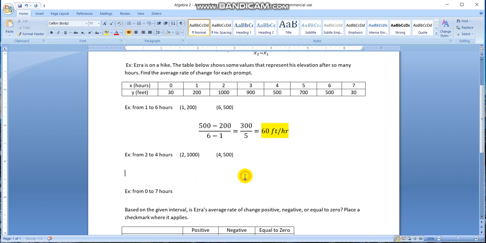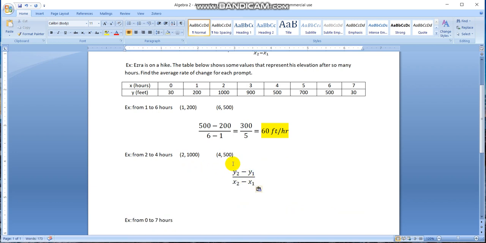Okay, so same idea. Use y2 minus y1 over x2 minus x1. y2 is going to be this value. This is 500. y1 is going to be this value here. So it's going to be 1,000. x2 is going to be this value. So this is 4. x1 is going to be this value. So this is 2.